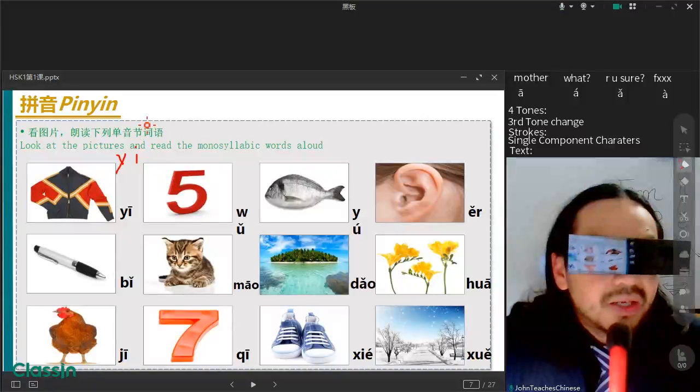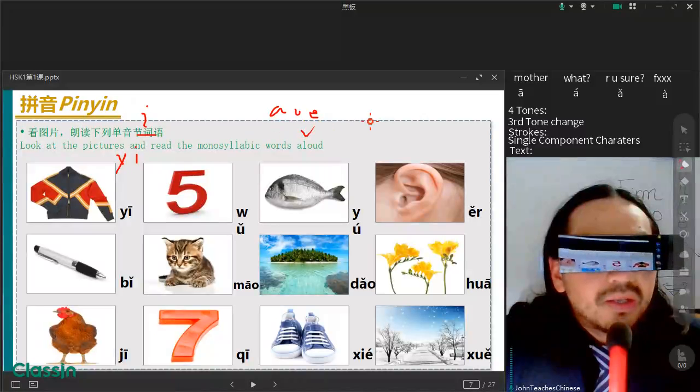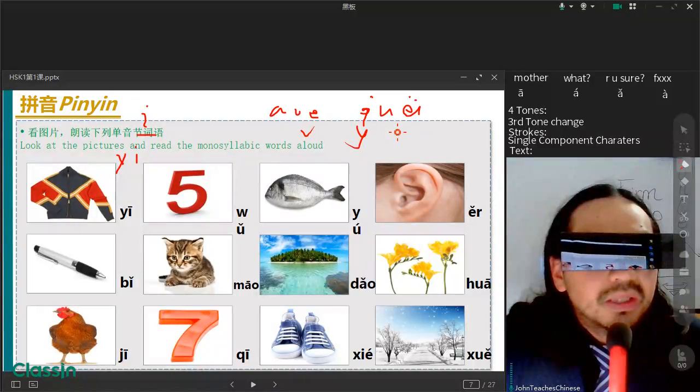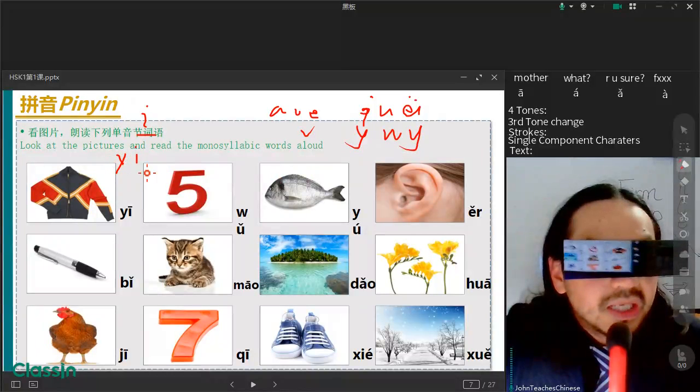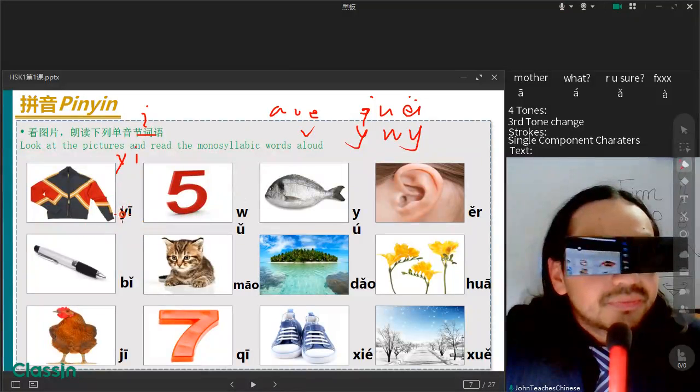Yi. Okay. Or you can remember it when yi stands alone. The first three can stand alone. Yi, wu, yu, they can't stand alone. You have to put something before. Yi, wu, yu. Okay, so this is yi. Okay, the first tone, mother, yi.